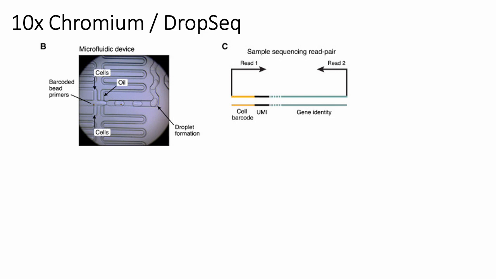And so part C of the diagram illustrates a single cDNA molecule constructed in this library. You can see that the reads labeled read 1 and read 2 represent a hypothetical paired-end sequencing of the single cDNA molecule. And you can see that the read corresponding to the 5' end of the cDNA captures both the cell barcode as well as the UMI. And the read coming from the 3' end of the transcript captures the 3' end of the transcript and is used to identify the gene that the transcript came from.